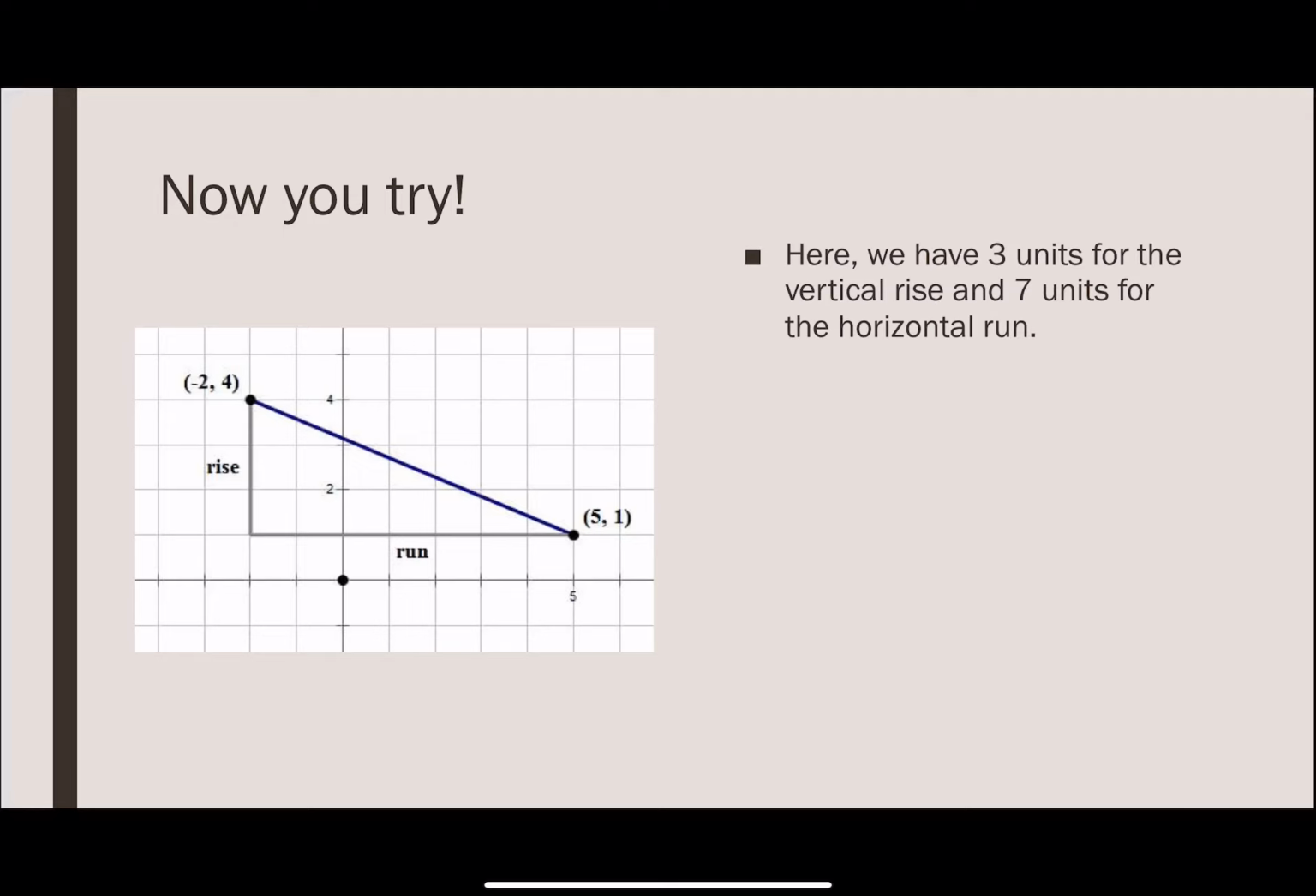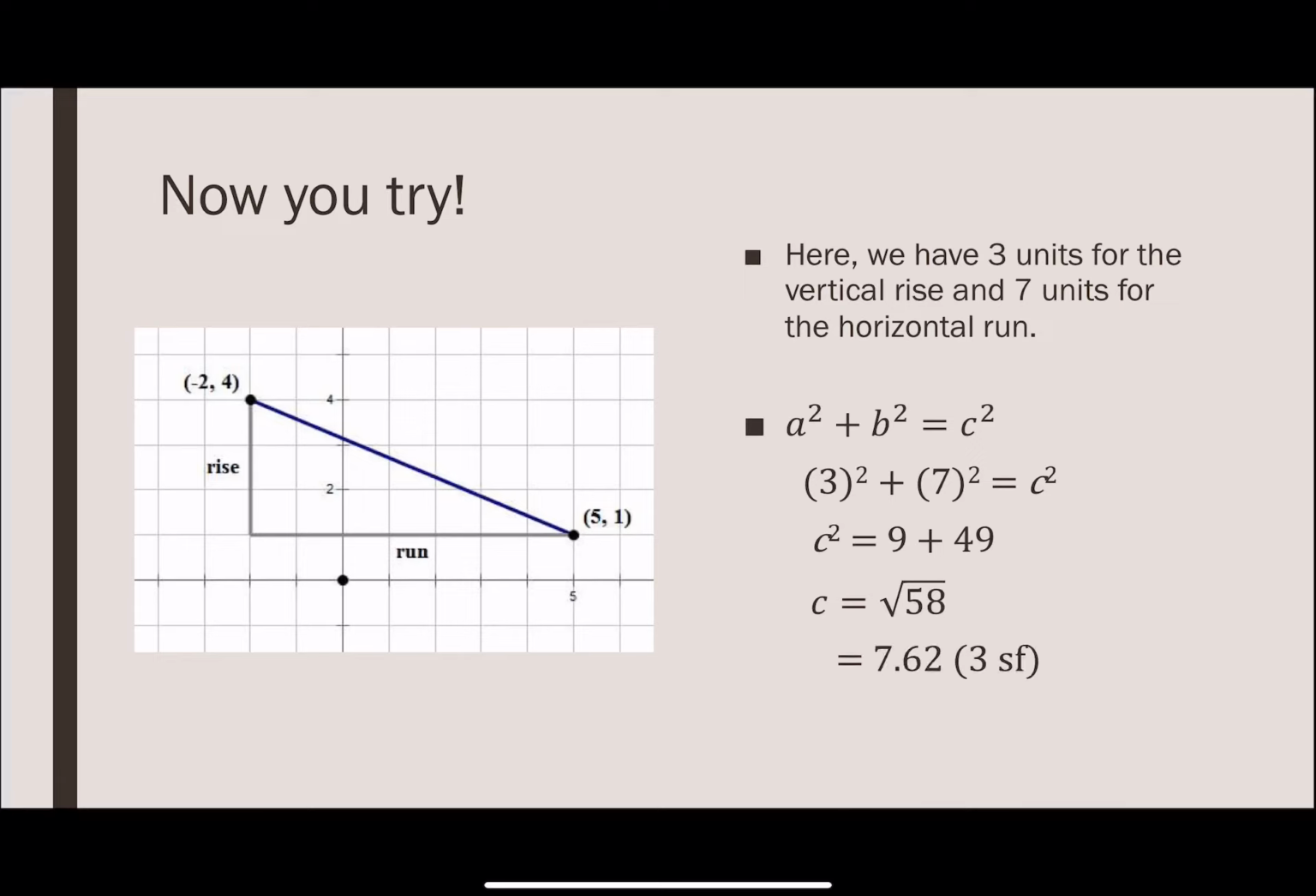So here are the answers. We have 3 units for the vertical rise and 7 units for the horizontal run. Putting them into Pythagoras theorem, we have a, which is the rise, 3 units, b, the run, which is 7. So similarly, we will add them up, then we will get 58. So c is square root of 58, which will give us 7.62 units, correct to 3SF.